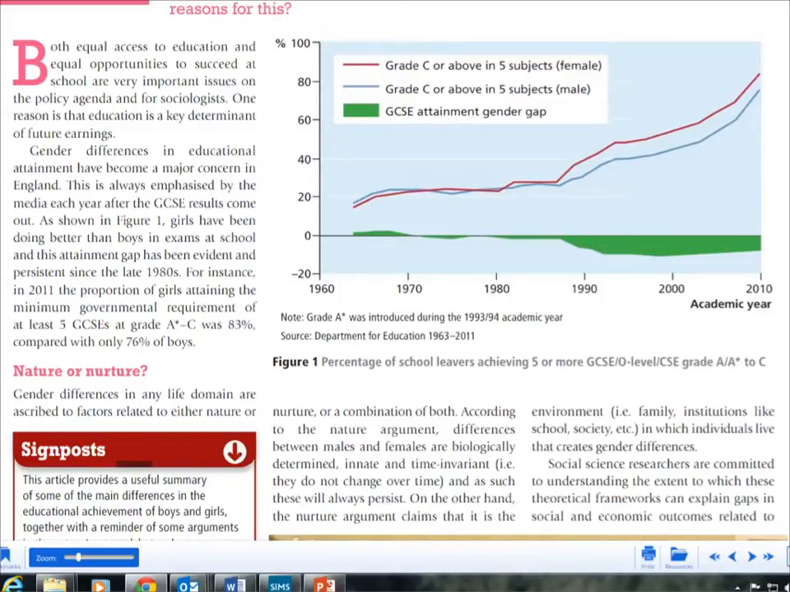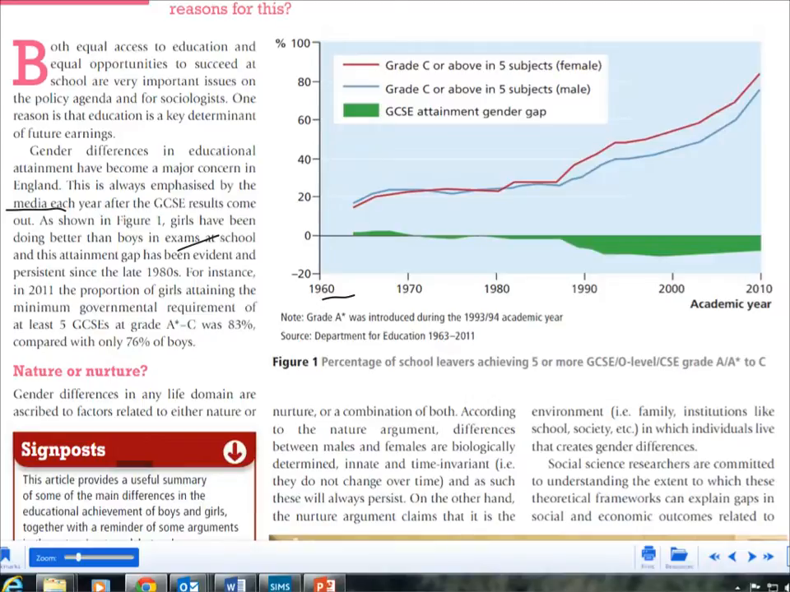So both equal access to education and equal opportunities to succeed at school are very important issues on the policy agenda for sociologists. One reason is that education is a key determinant of future earnings. Gender differences in educational attainment have been a major concern in England. This is always emphasised by the media each year after GCSE results have come out. So what I'm going to do is underline that, the media part of that, because I think that's quite important for sociology, because the media is part of the big structures in society.